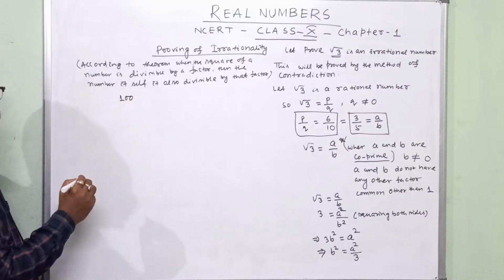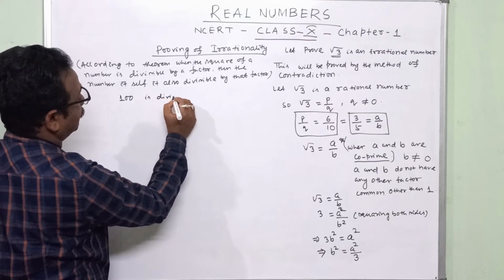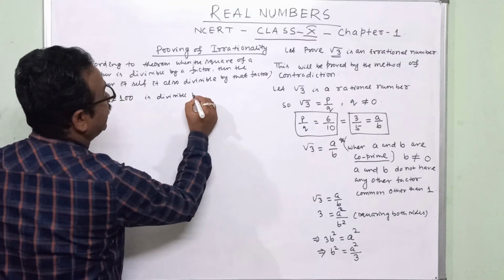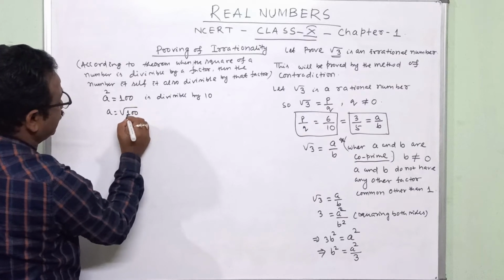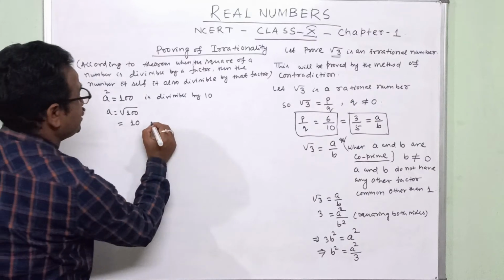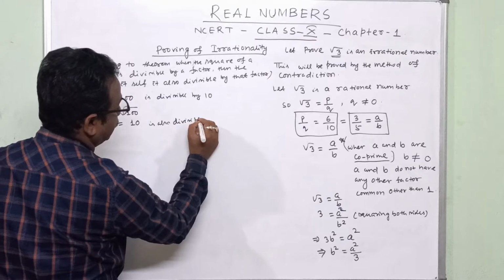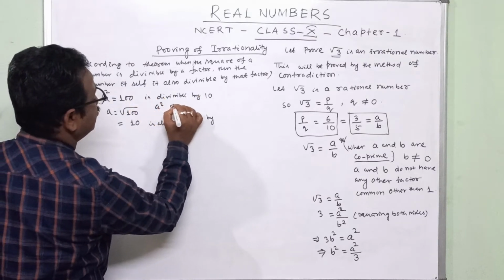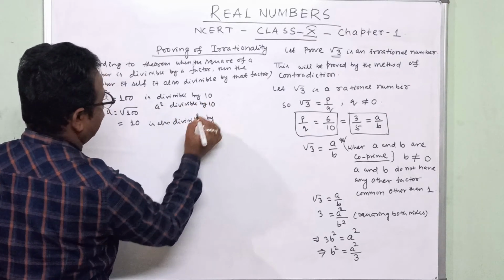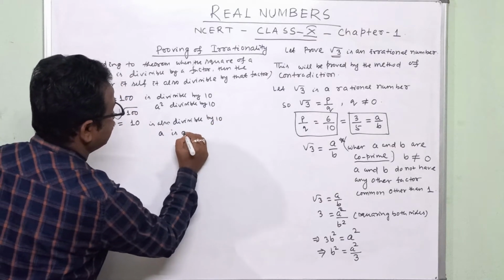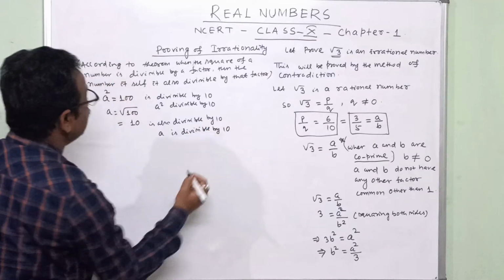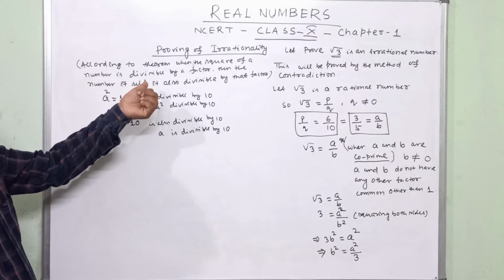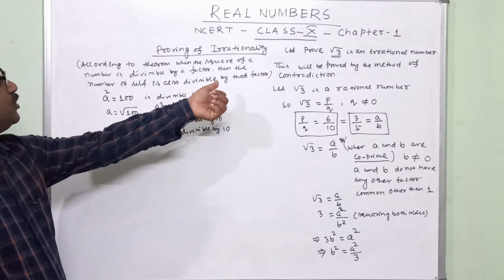Let's take one example. A square is equal to 100, which is divisible by 10. Now A is equal to root over 100, which is equal to 10. We are not taking minus, only positive integers. So 10 is also divisible by 10. So A is divisible by 10. So according to the theorem, when the square of a number is divisible by a factor, then the number itself is also divisible by that factor.